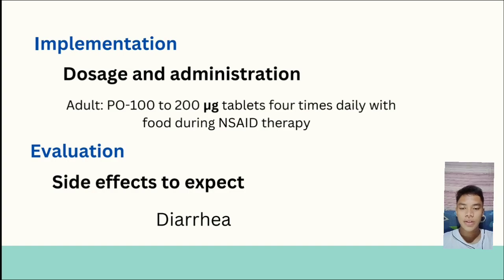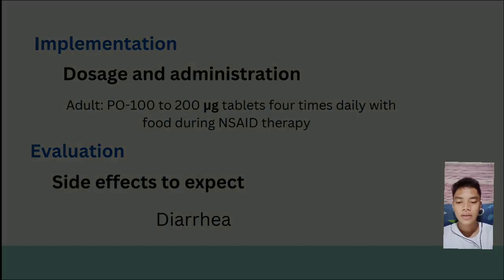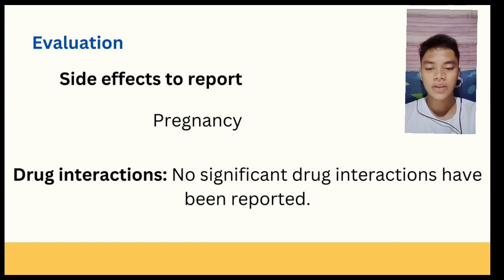So the implementation, dosage and administration: for adults, by mouth 100 to 200 microgram tablets 4 times daily with food during NSAID therapy. Evaluation: the side effect to expect is diarrhea, and the side effect to report is pregnancy.